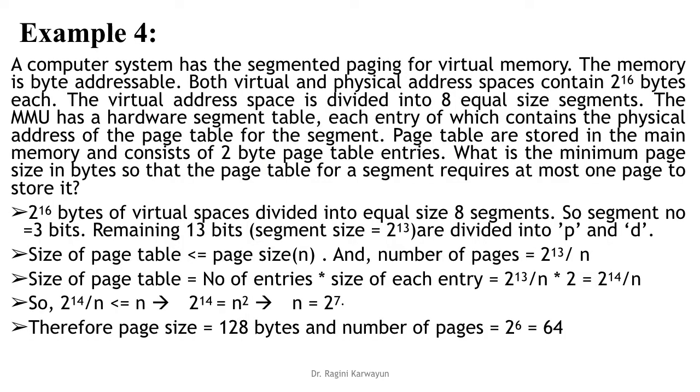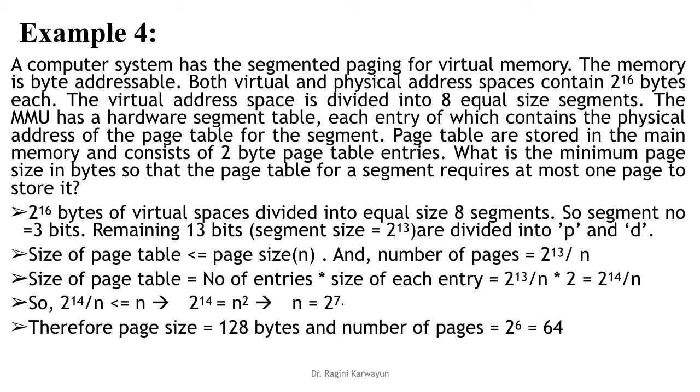Now the fourth question, another example. A computer system has the segmented paging for virtual memory. The memory is byte addressable. Both virtual and physical address space consist of 2 to the power 16 bytes each. The virtual address space is divided into 8 equal size segments. The memory management unit has a hardware segment table, each entry of which contains the physical address of the page table for the segment. Page tables are stored in the main memory and consist of 2 byte page table entries. What is the minimum page size in bytes, so that the page table for a segment requires at most 1 page to store it. Now थोड़ा complicated question है.